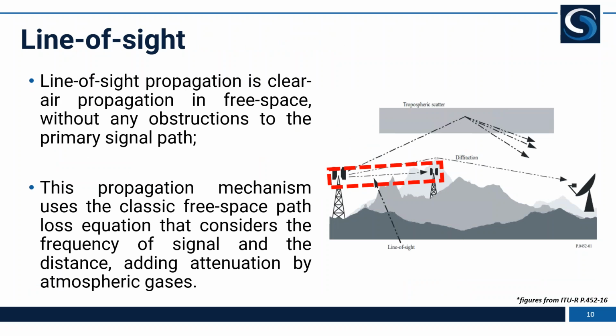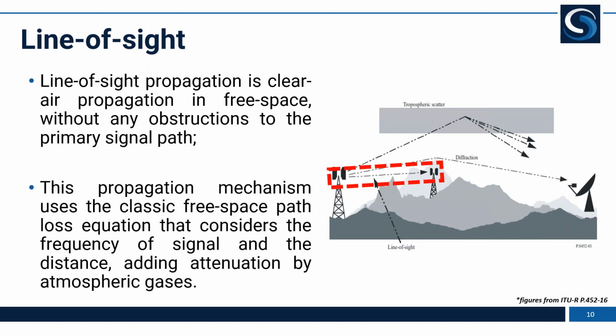So the first propagation mechanism is probably the most well-known one. It's highlighted by that red rectangle in the image on the right-hand side, and that is line of sight. In RF terms, if you have line of sight, if you have a direct path between your transmitter and receiver, that is line of sight propagation. It's a clear propagation in free space with no obstructions in any part of the primary path.